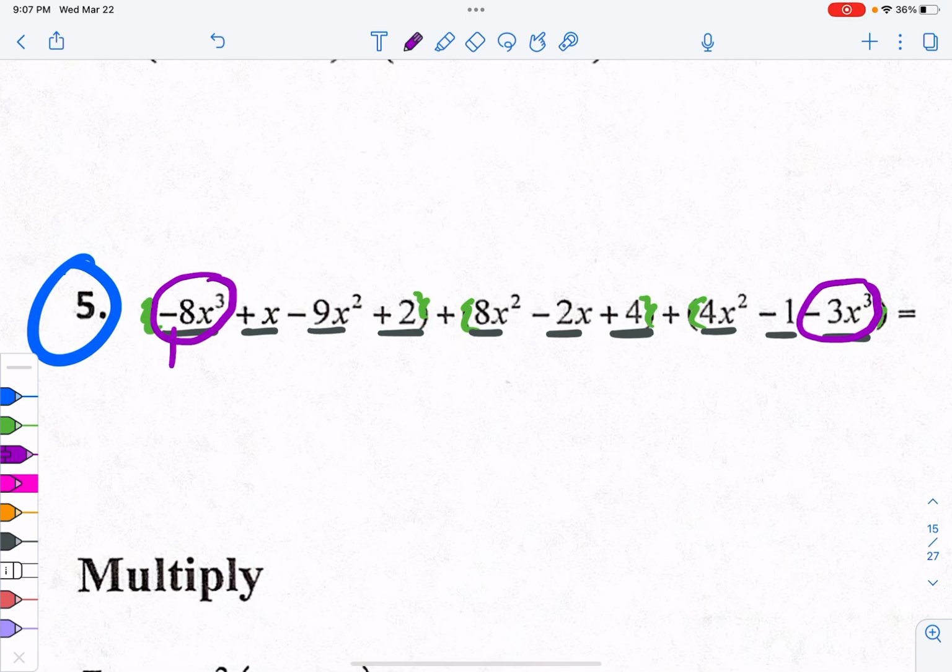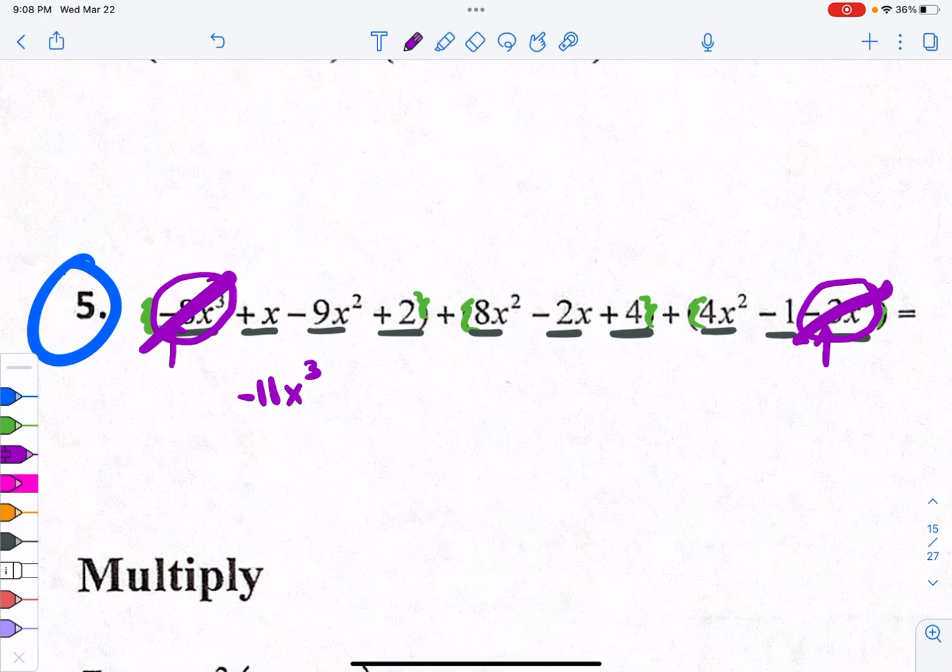So we start with a negative 8, and I'm going to add to that a negative 3. Negative 8 and negative 3, because they're both negative, we're going to add, and that's negative 11x to the 3rd power. You don't add the exponents. We're not multiplying, or this doesn't become a 6, right? That stays x to the 3rd power, and then I'm just going to cross them off, okay?